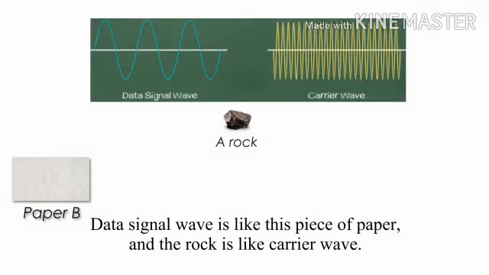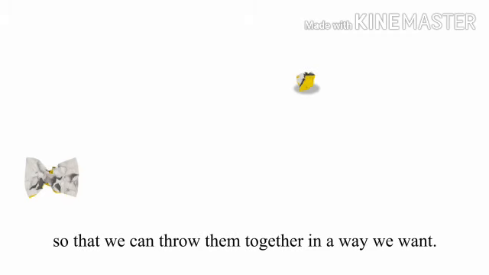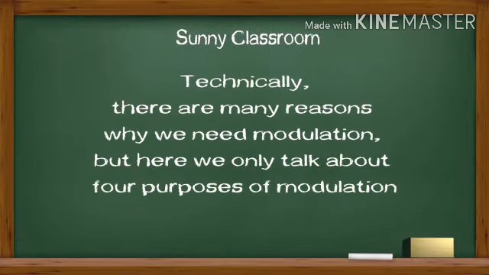Data signal wave is like this piece of paper, and the rock is like a carrier wave. Modulation is like wrapping the rock with a piece of paper so that we can throw them together in a way we want. Technically, there are many reasons why we need modulation, but here we only talk about 4 purposes of modulation.